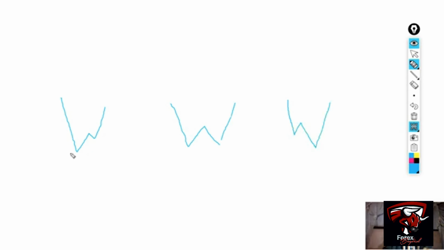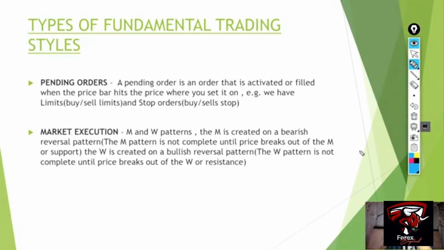What do you have here? We have a low and a lower high. We have a low and a low here, and here we have a low and a lower low. I prefer using market executions because you get to actually profit on the whole movement of the volatility, the spike of the market.